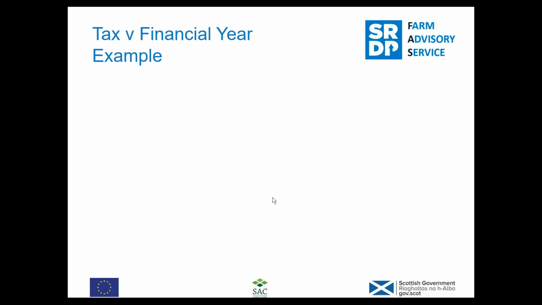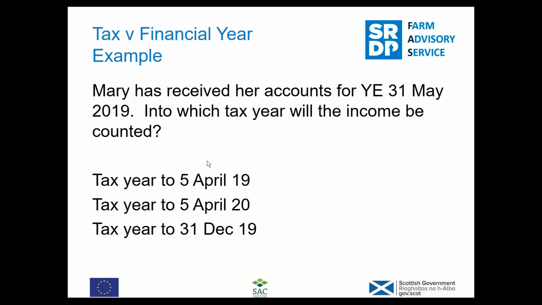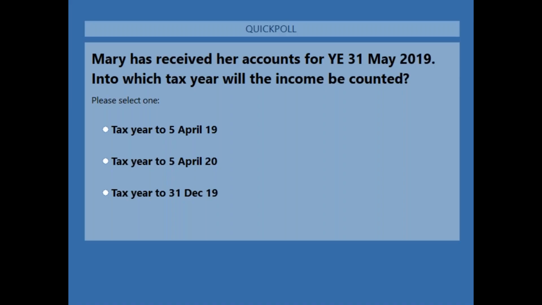So to give you an example of that, Mary has received her accounts for the year ended 31st of May 2019. So into which tax year will that income be counted? Will it be the tax year to the 5th of April 19, the 5th of April 20, or the 31st of December 19? I've got a question for you here. What do you think?